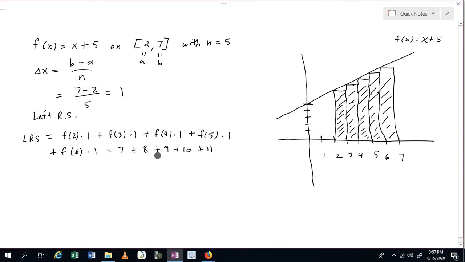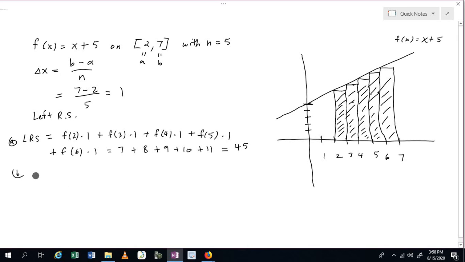And then we're just going to add them up, and we get, what, 15, 24, 34, 45. And so that's our left Riemann sum. Okay, so that's part A.